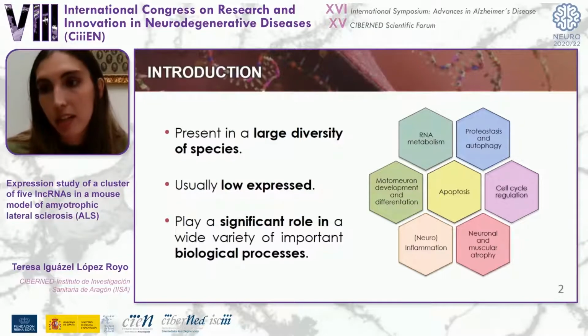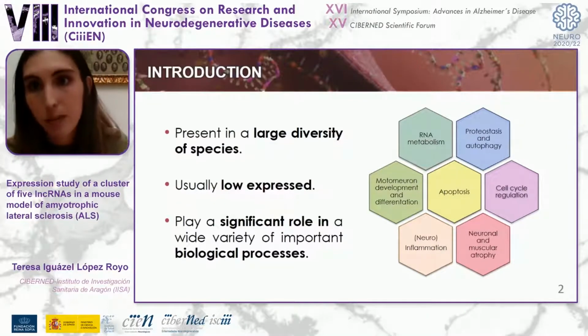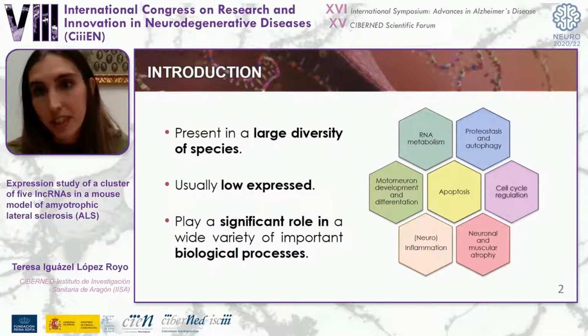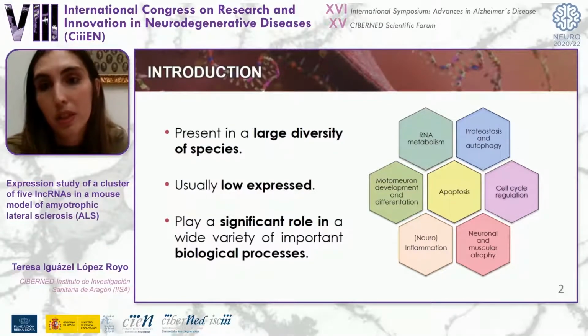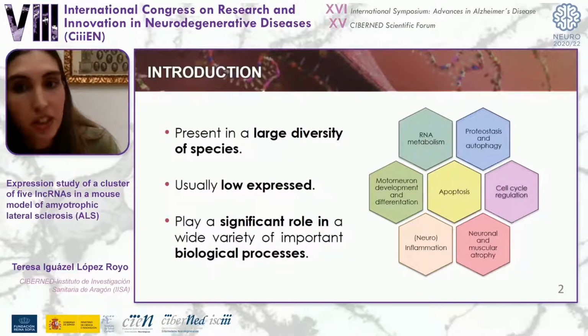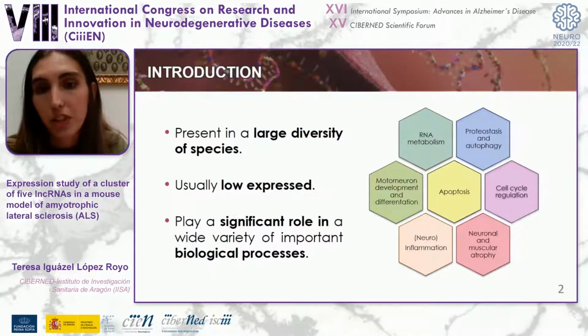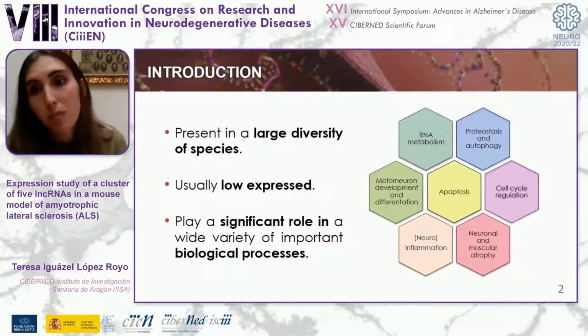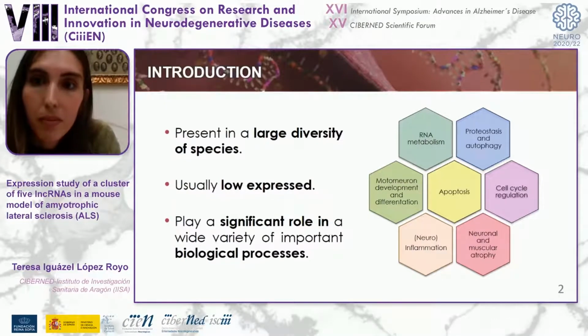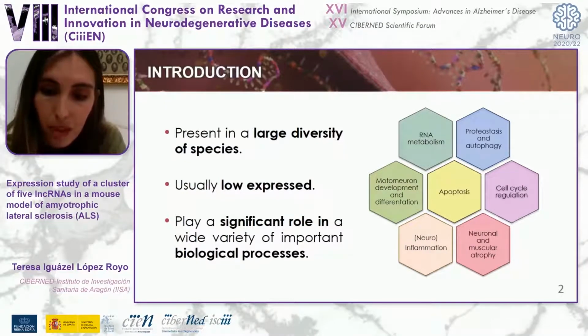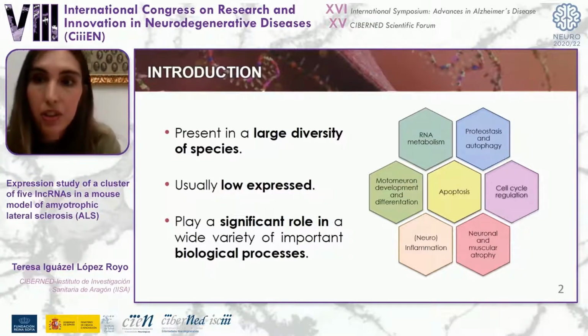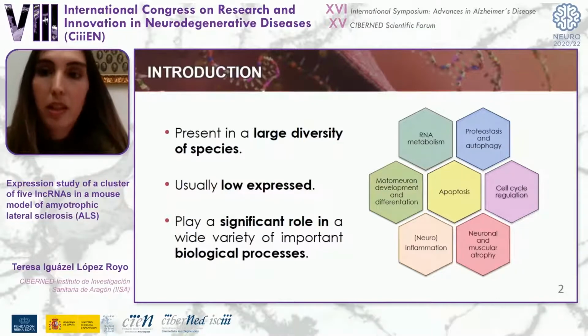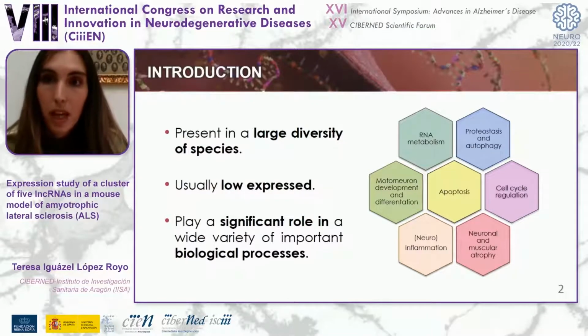In fact, they can act as transcriptional, translational, and epigenetic regulators of a wide diversity of genes, and also in other processes like proteostasis and autophagy, motor neuron development and differentiation, apoptosis, cell cycle regulation, inflammation, and neuronal and muscular atrophy. Also, these processes have been detected as altered or misregulated in ALS. We thought that this kind of molecules could be good potential biomarkers for ALS.